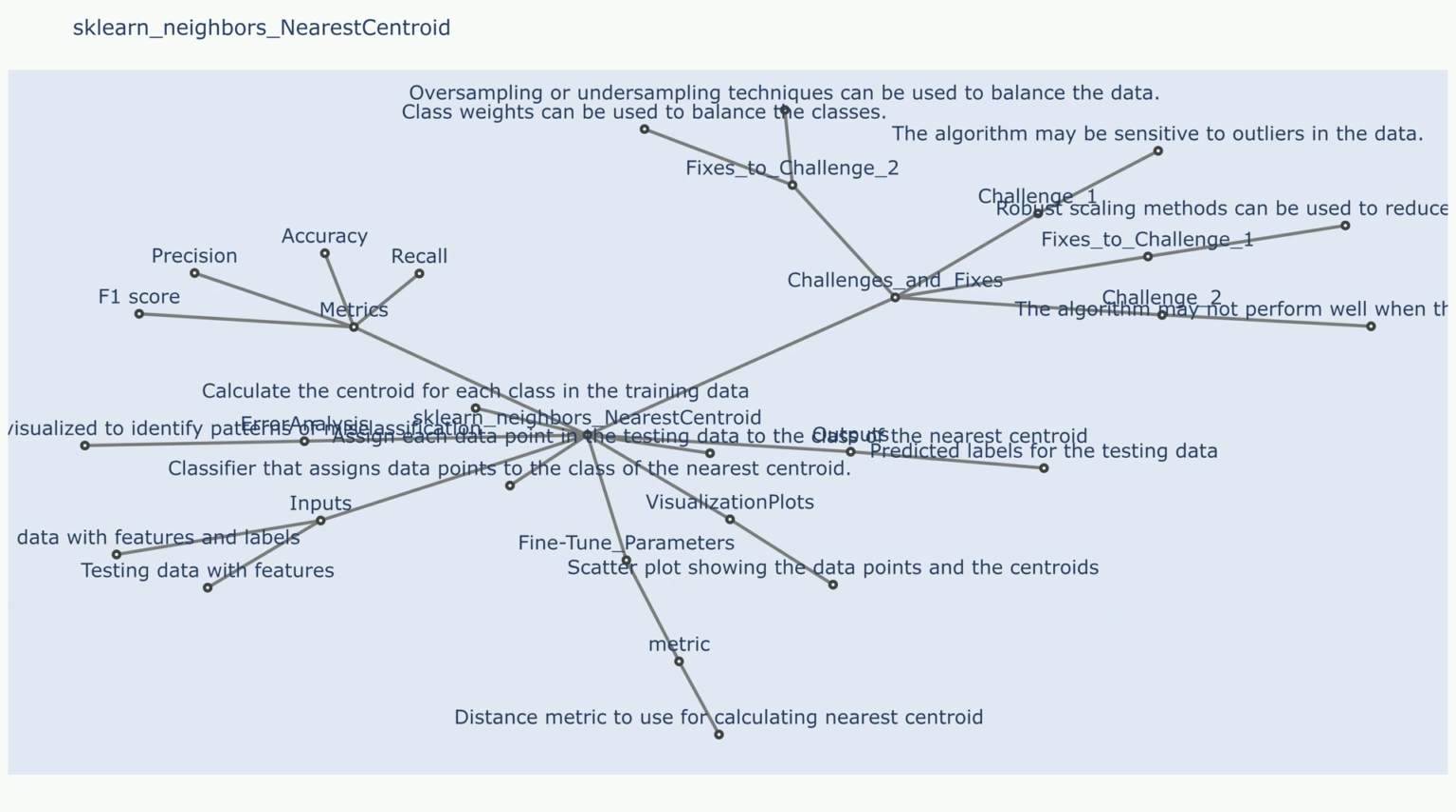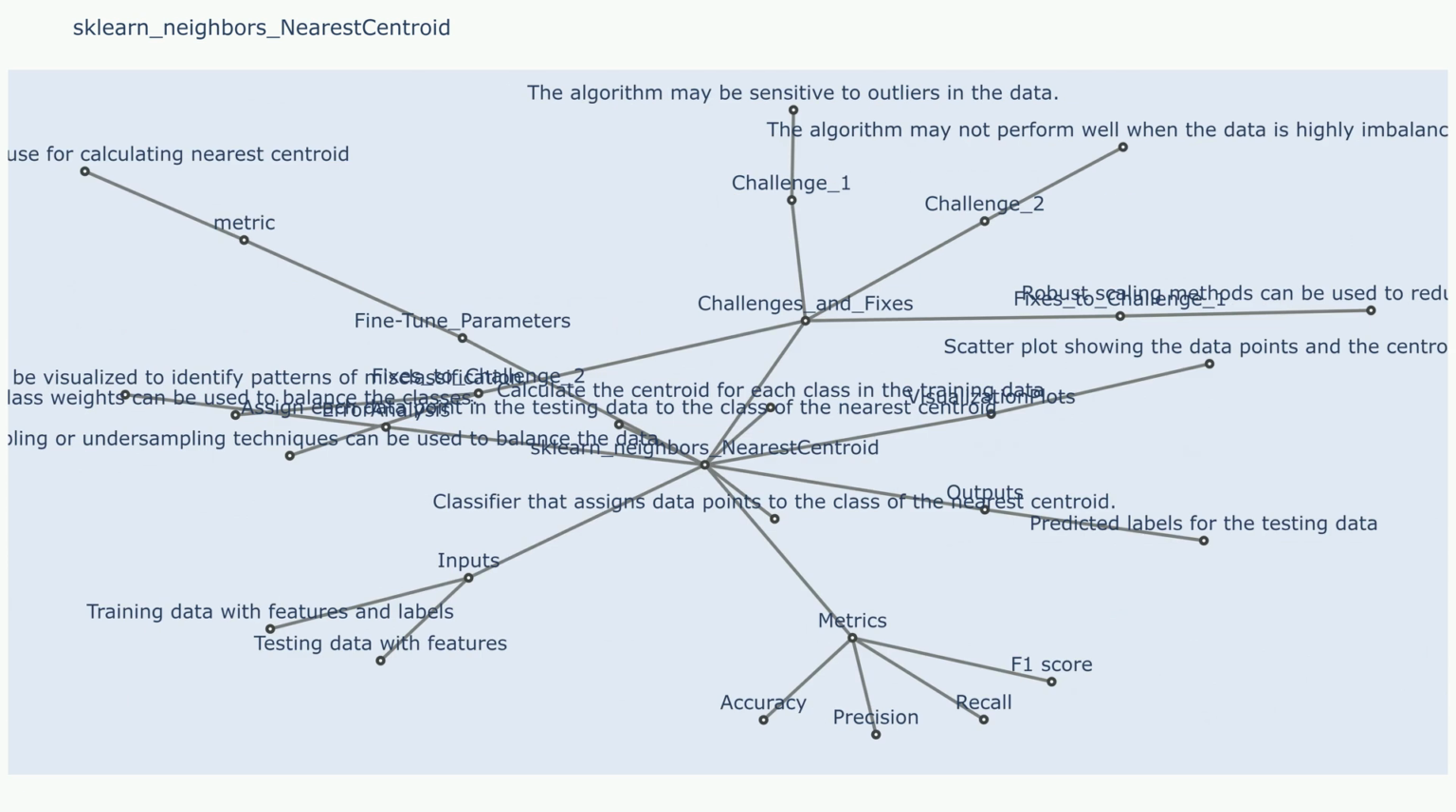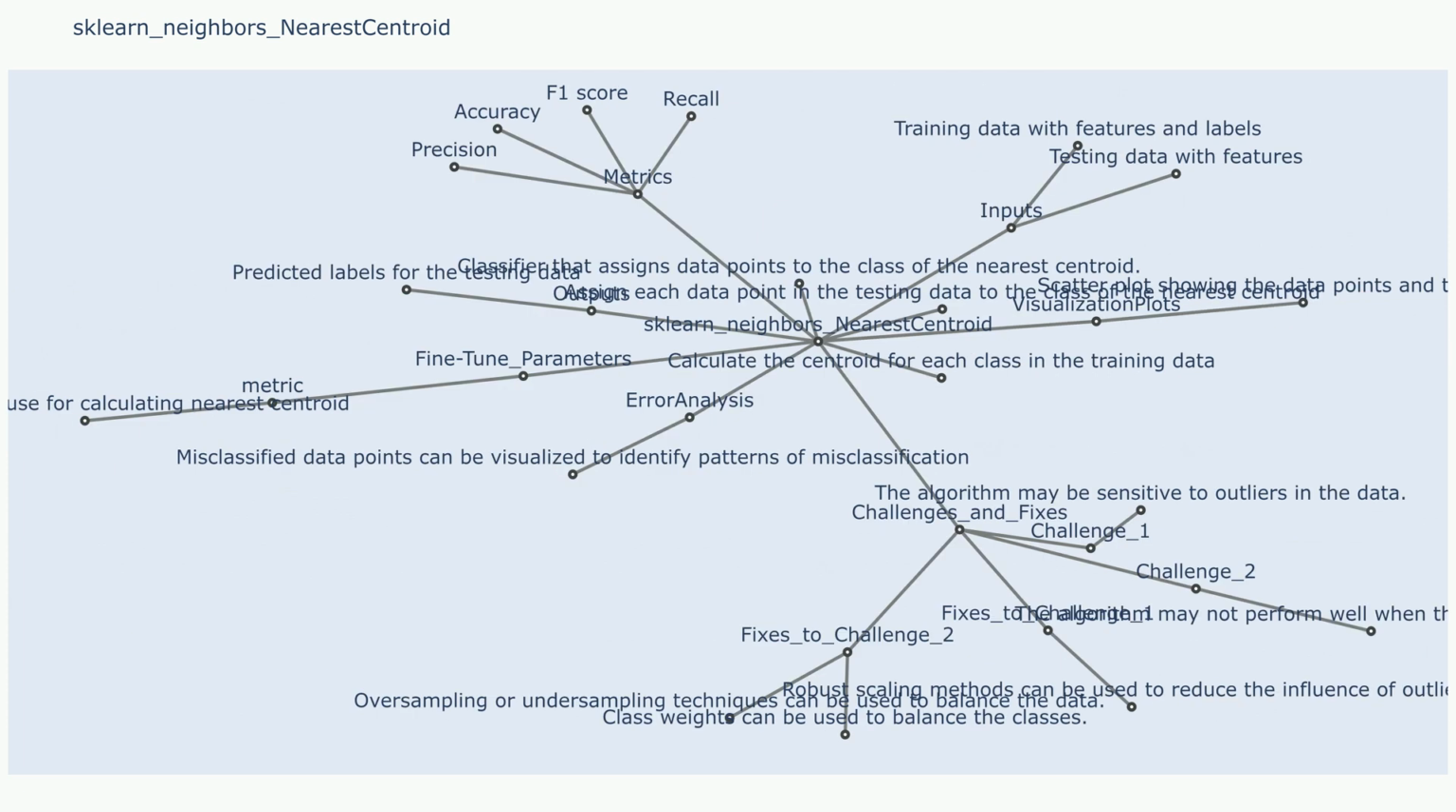Fixes to challenge 1. Data preprocessing: consider outlier detection techniques, e.g. Z-score, IQR, and remove or cap outliers before training. Robust estimators: use robust estimators for computing the centroids, e.g. trimmed mean, that are less sensitive to outliers.